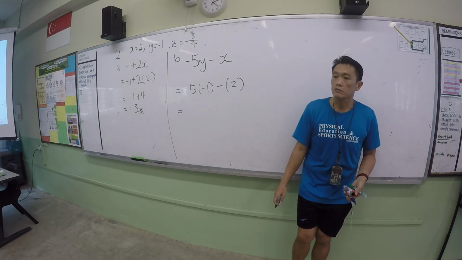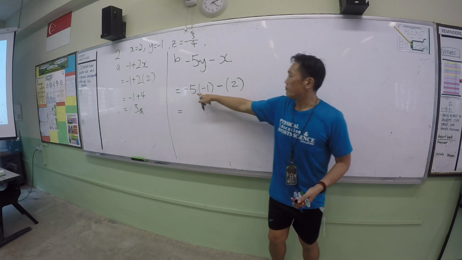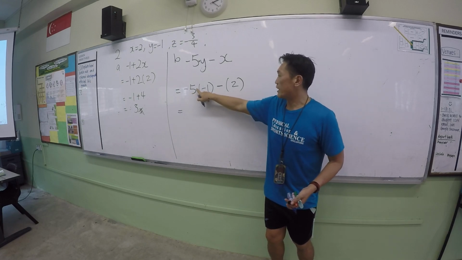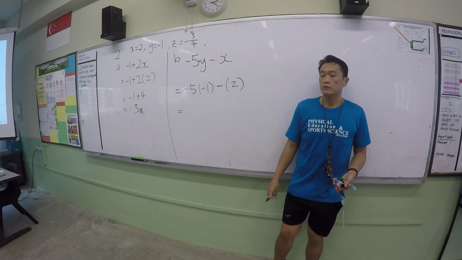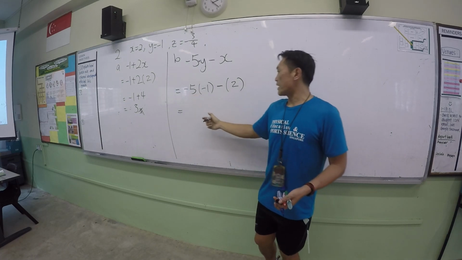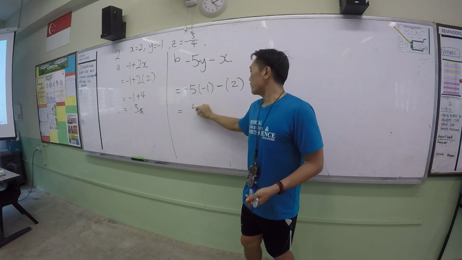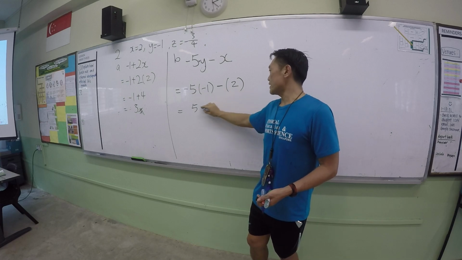Okay. So between -5 and the bracket, when there's nothing, it is times. After that, expand the bracket. Negative, negative become positive 5. Minus positive 2. Minus plus, so still minus.